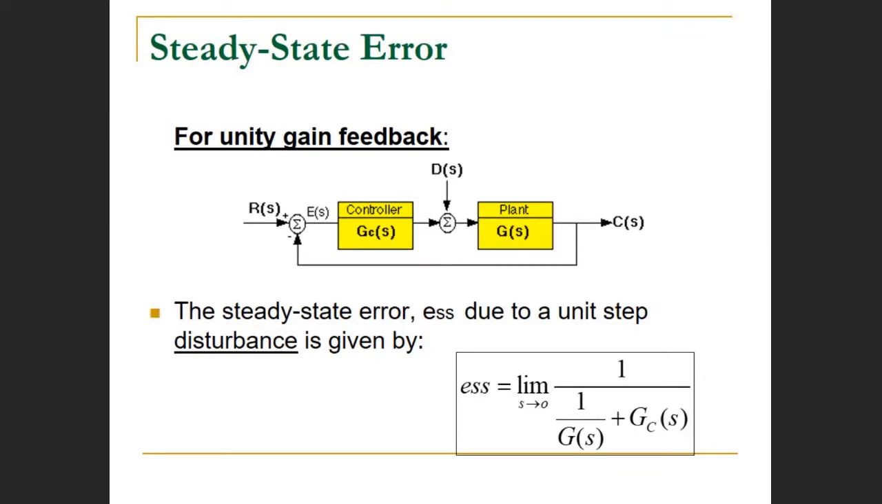Need to note the difference between the two. GC is the controller transfer function, and G of S, or G by itself, is the transfer function for the plant. All right, so that must be understood. And so we're going to now appreciate the calculation for the steady state error due to a unit disturbance. So let's proceed with this.